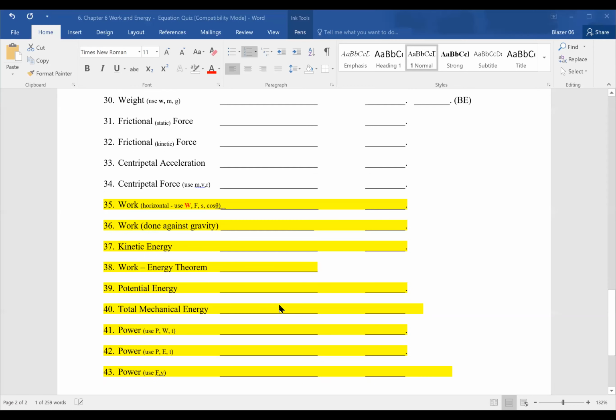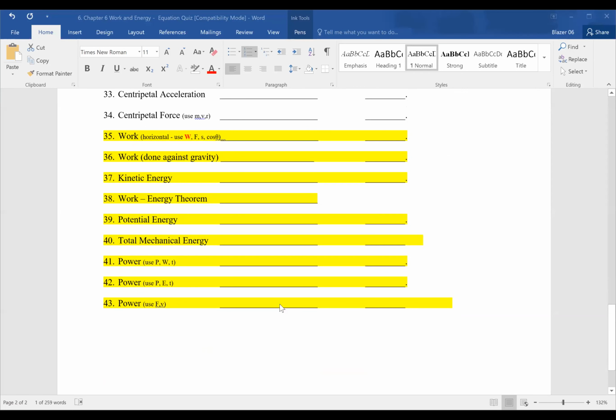Okay. So here we have the rest of our quiz, and we said that the total mechanical energy, we use the symbol E, is the kinetic energy plus the potential energy. And of course, that's in joules.